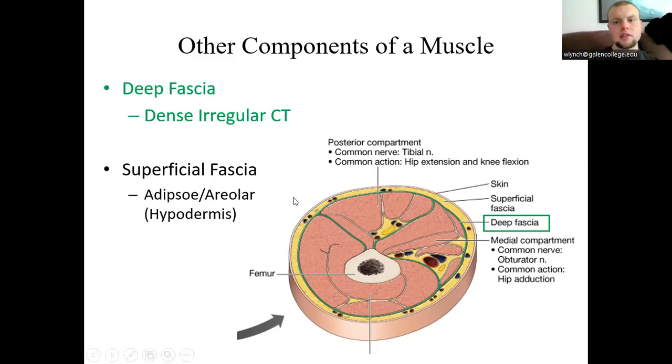So this deep fascia, which is covering the actual muscle fibers themselves, is characterized as dense irregular connective tissue. The superficial fascia is going to be composed of partly adipose and areolar connective tissue. So here we have the most superficial component of the skin. Then we see the superficial fascia wrapping around with adipose and areolar tissue. Then we have the deep fascia represented by this green sheath here. And this is dense, irregular connective tissue.